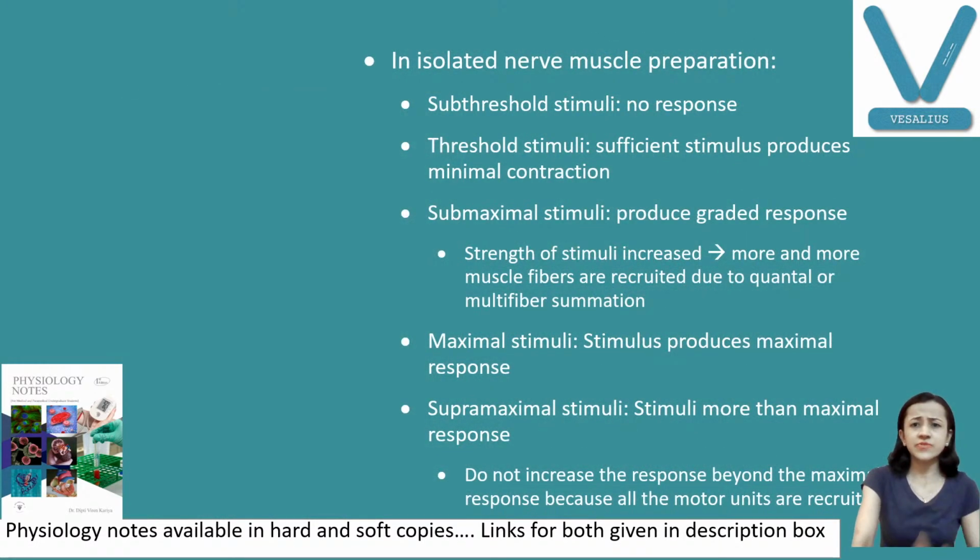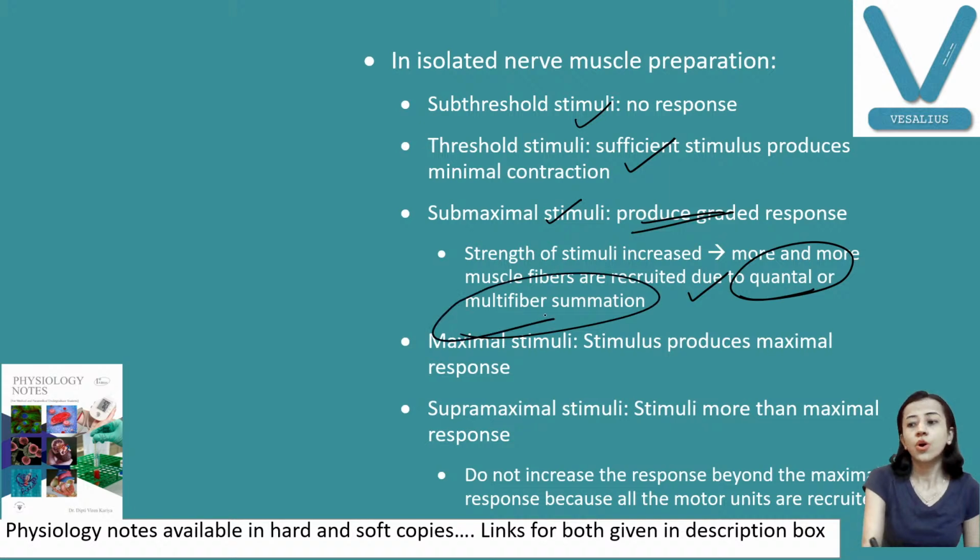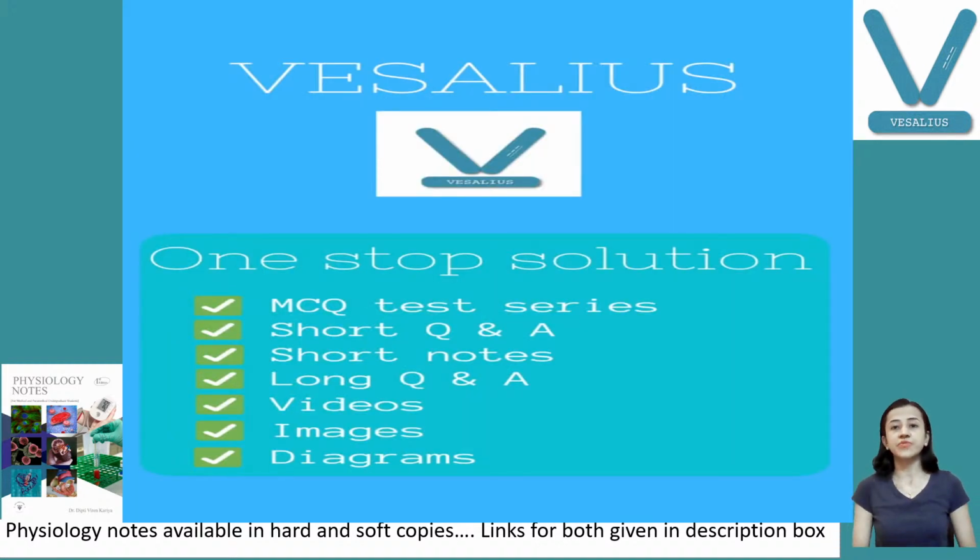Okay, this we have already discussed. Subthreshold, no response. Threshold produces minimum response. Submaximal, graded response. More and more motor units are required. There is very important quantal summation here or multi-fiber summation. Okay, and maximal stimulus produces maximal response. But if we are increasing the strength of stimulus above maximum, there is no increase in the response. Okay, so this is about different stimuli. So this we have discussed today about various types of stimuli and contractile response. Tomorrow we will discuss about the load and other factors affecting muscle contraction.